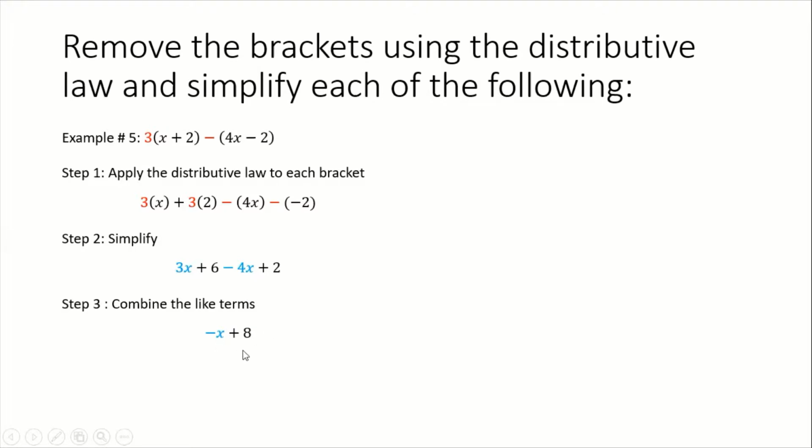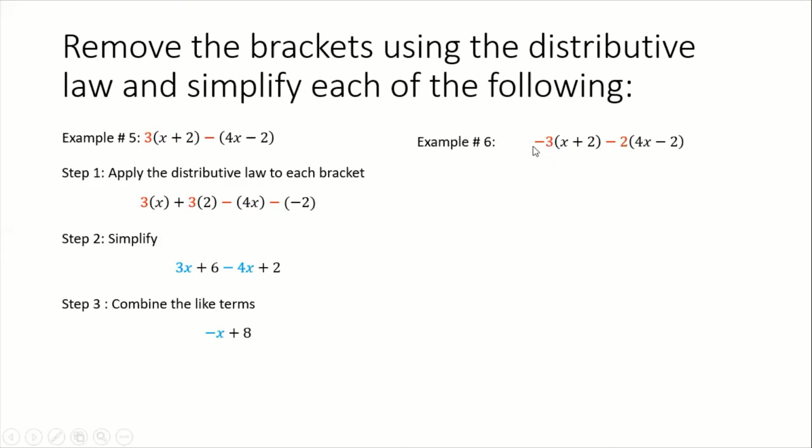At this stage, it cannot be simplified any further because we have two different terms. One is an x term, one is a constant. They are unlike. We cannot combine them to give one term. So remember, we only can combine or simplify like terms to give one term. Let's look at another example.